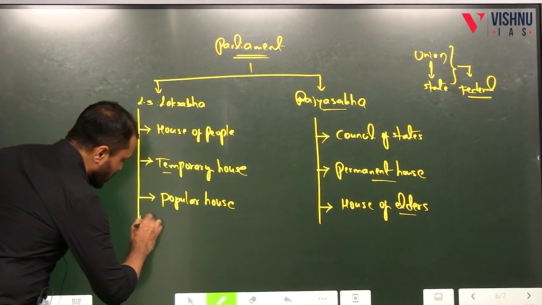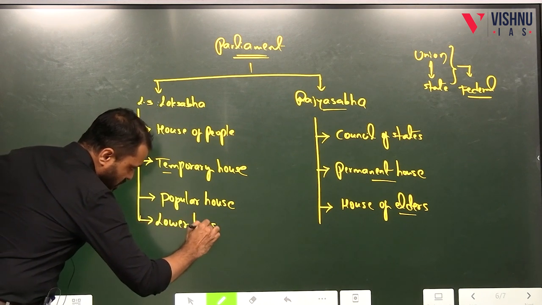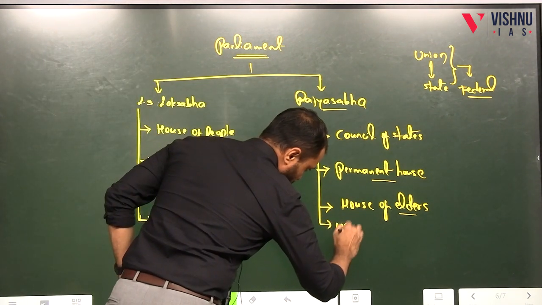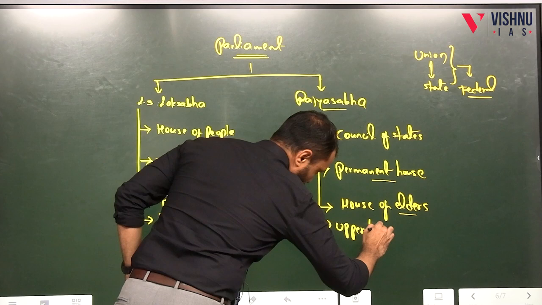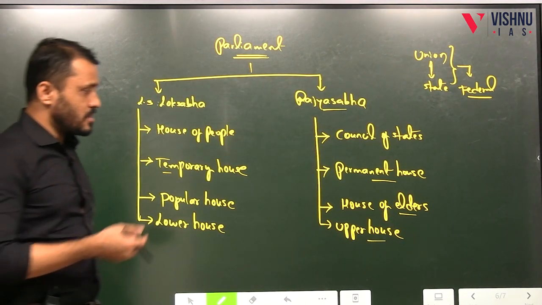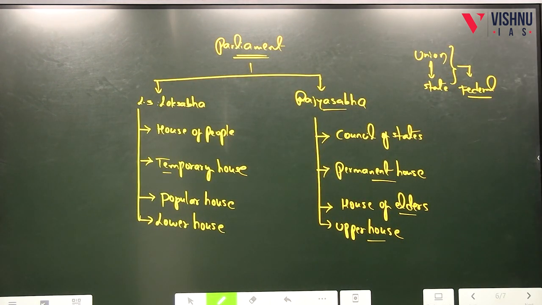Lok Sabha is also known as what? Lower house. Lok Sabha is also known as the lower house, whereas Rajya Sabha is known as the upper house. Okay? This also you have to understand. Write a note. Note: Government is always responsible to the lower house.